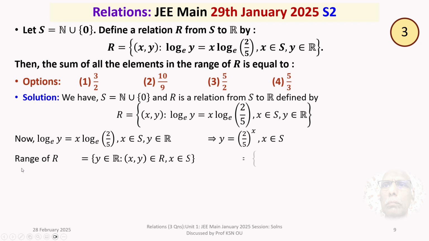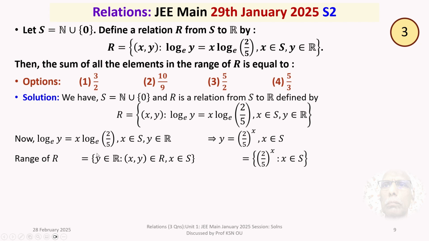Let us recall the definition of the range of R. The range of R is equal to the set of all second components of the ordered pair (x, y). Collect all the elements of the first components, then you will get the domain. Collect all the second components of the ordered pairs, you will get the range.